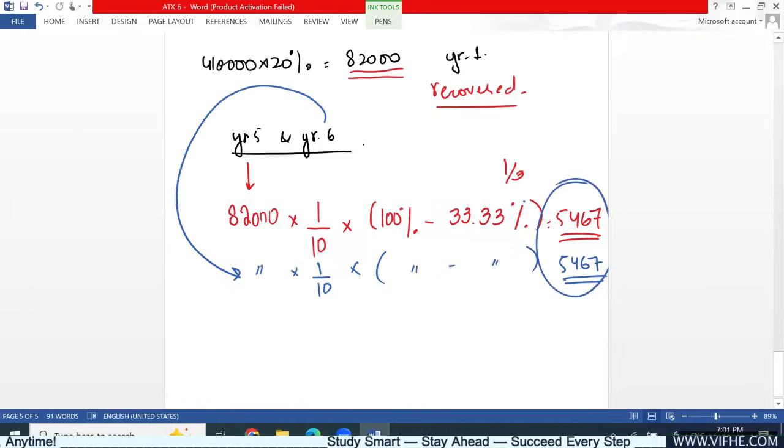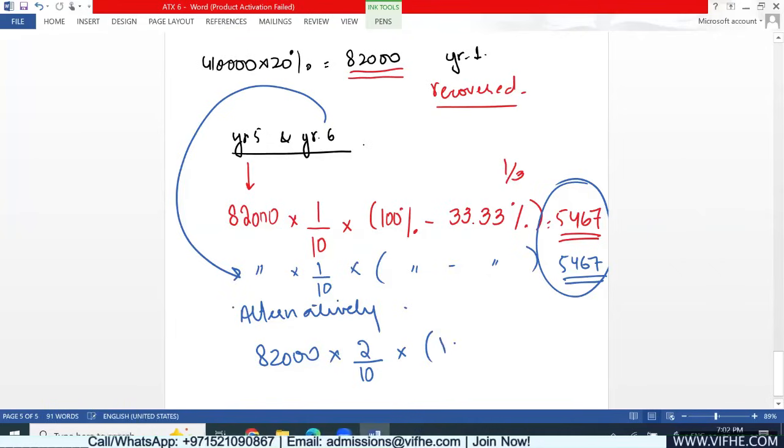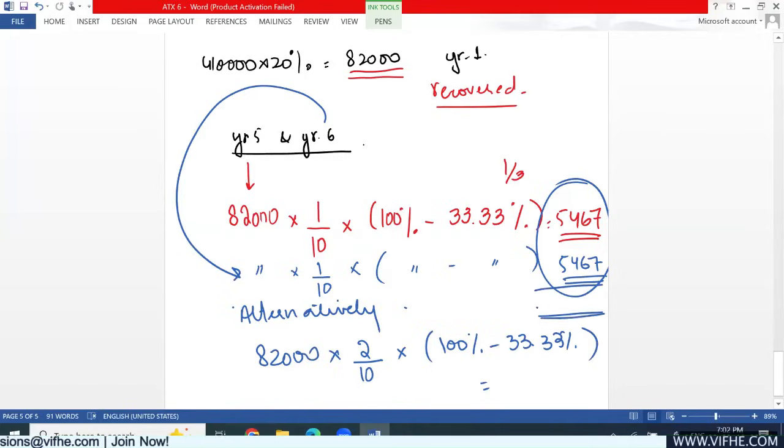But you could have straight away calculated it, because it is so clear with the information given in the question that this happened for year five and year six. So alternatively, you could show that 82,000 is the amount of VAT, and this is the situation for 2 out of 10 years, in which almost 67.67% of the VAT is to be paid back to HMRC. And this is going to give you altogether the same figure. As in, what is the total of double of this 5467?